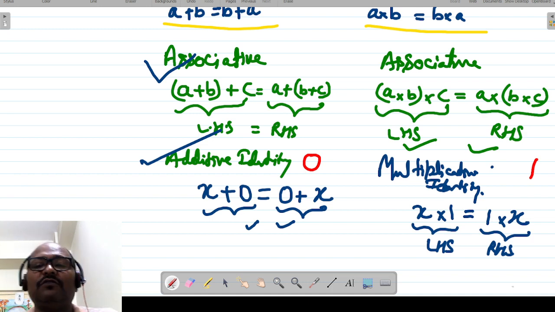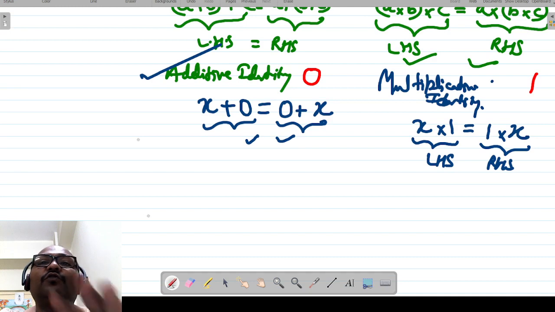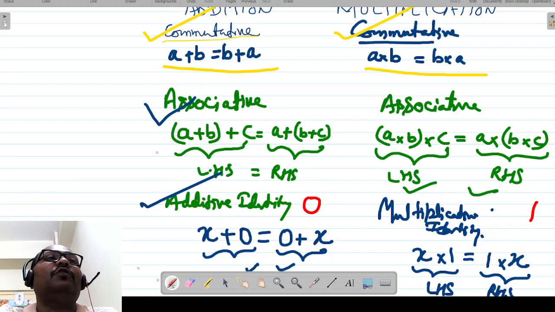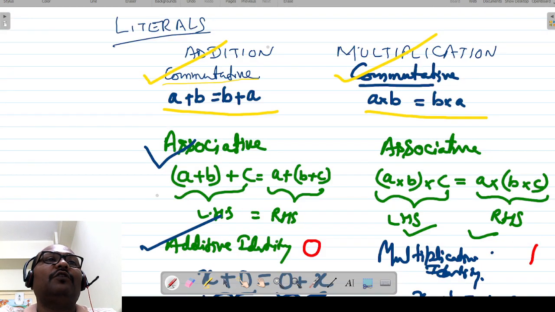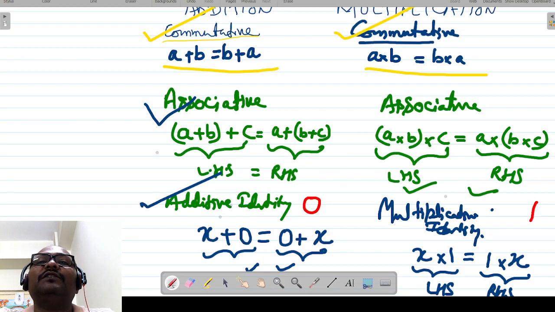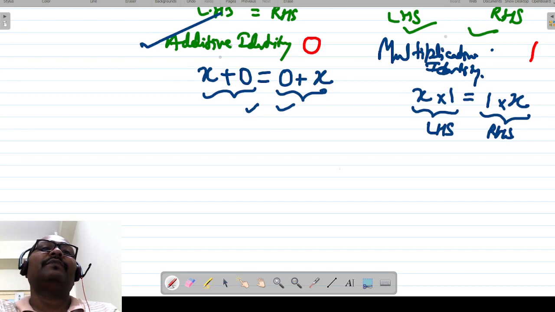You will have all these concepts clear along with me in this class, and this will no more be a fear factor for us, right? So all this is followed for the literals. For addition, follow the commutative property, associative and additive identity. And similarly for multiplication, commutative, associative and multiplication identity, right? So we'll take some examples over here first.